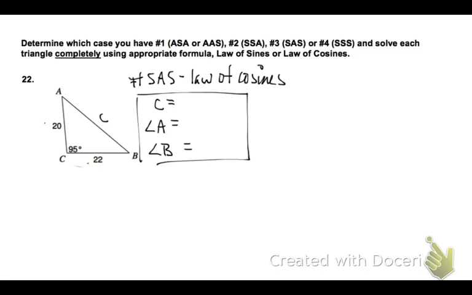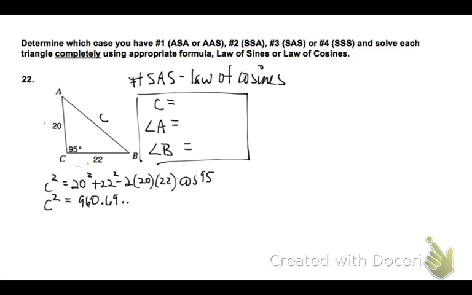So using the law of cosines, it goes the side squared equals, and then the other two sides squared, so 20 squared plus 22 squared minus 2 times those two sides, and then times the cosine of the angle, cosine of 95. Now grab your calculator, make sure that you are in degree mode, and type that in as you see it. You should get 960.69, and some other digits.